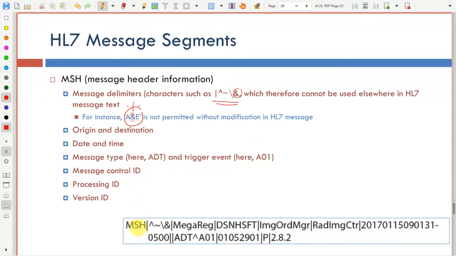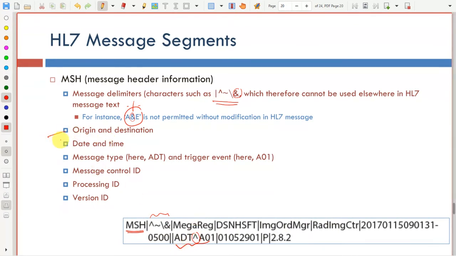So the first part of the message will be the message header, the actual name or acronym for the message, and then you have the set of delimiters. The set of delimiters means that you can use these as delimiters. So whenever you find them anywhere here, you consider them as delimiters. Okay, this is very important. If you look at this, for example, here, this is a delimiter. It separates these two.